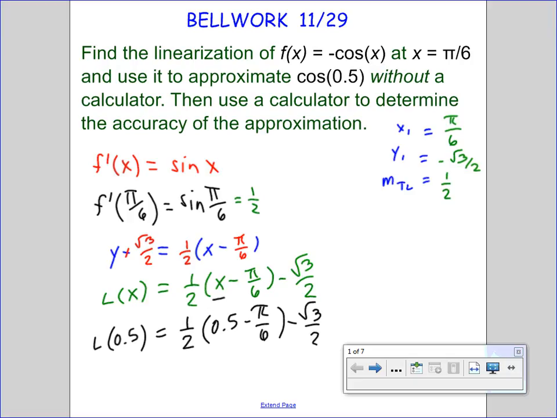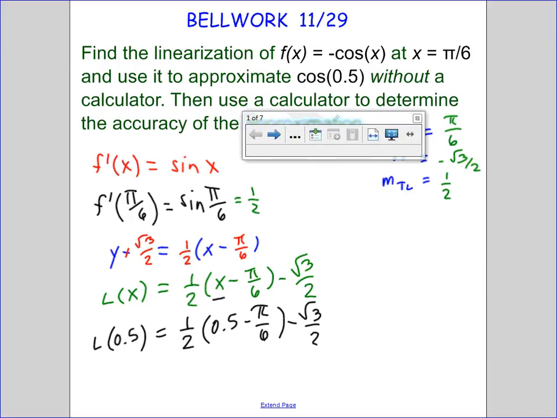So the exact tangent line value predicted would be this. I think I'm going to leave it there so that I can compare. I guess I could make it a little prettier: half of a half would be a quarter minus pi over 12. Well, I'll just leave it. Now we'll compare that with the actual one.